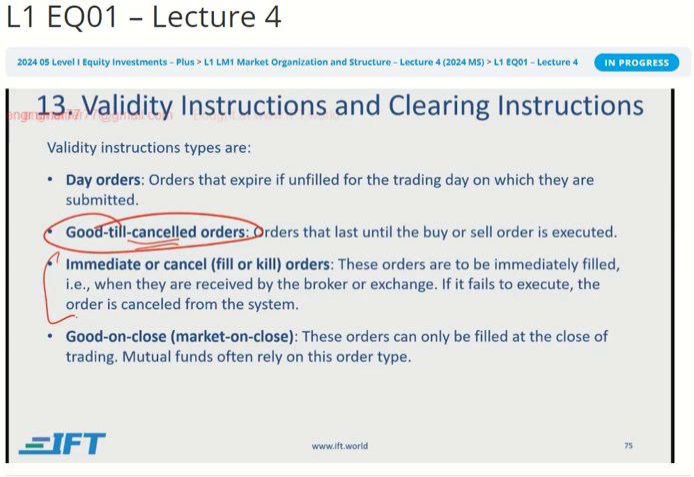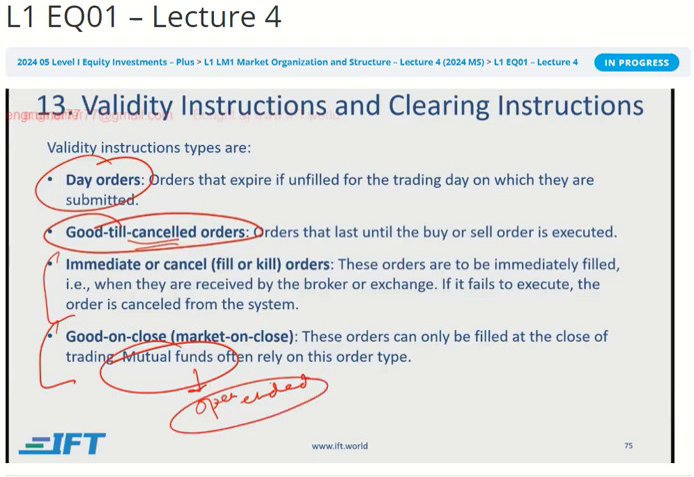Number two, immediate or cancel, or fill or kill, which means either it will be filled or it will be cancelled. Day orders will automatically cancel at the end of the day, and good on close. Now, remember I told you about mutual funds being open-ended. Open-ended funds are of course allowed to make new investments as well, but you have to deal with the fund manager at end of day.